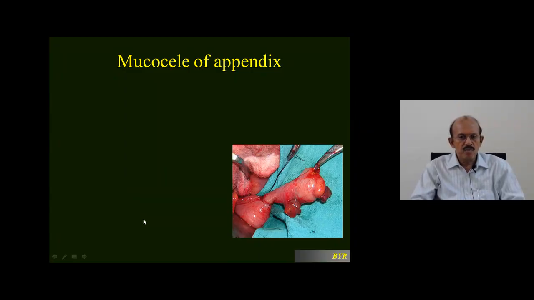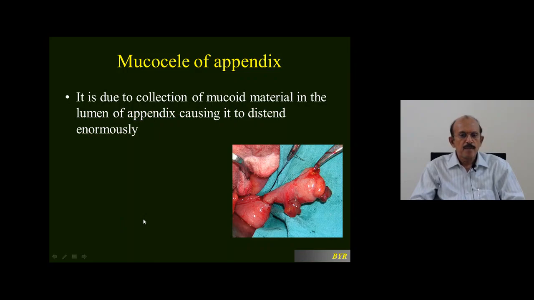Mucocele of the appendix. It is due to collection of mucoid material in the lumen of the appendix, causing it to distend enormously. If a small stricture of the appendix or some obstruction is there, sometimes there will be aseptic collection of mucoid material in the appendix, because the normal mucus secreted by the appendix cannot be drained into the cecum. So it goes on accumulating in the appendix, producing distension. And the distended appendix will be like this. Sometimes it can be distended to a very huge size.